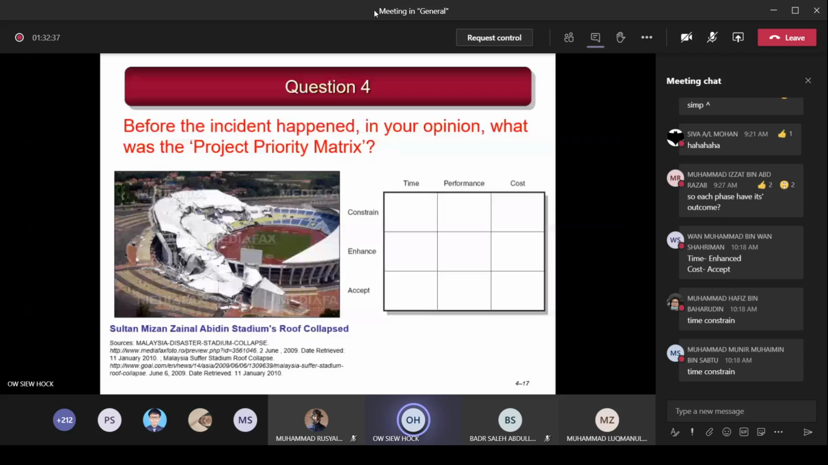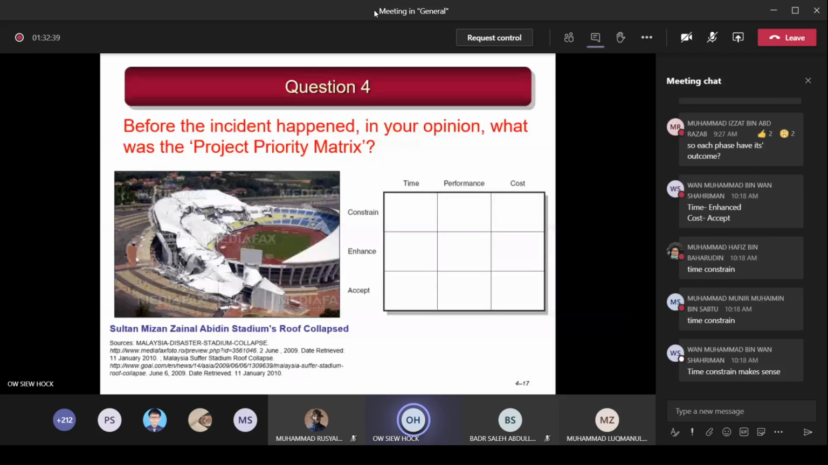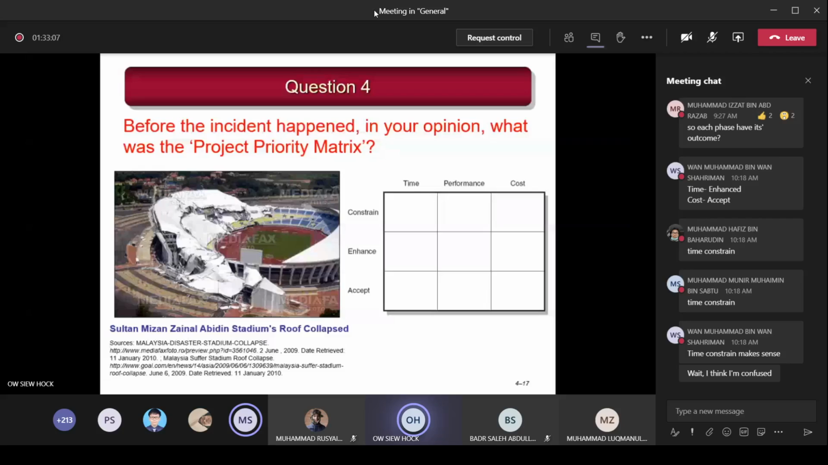Why do you say cost is enhance? You must know what this incident is. They were building this stadium, and then the roof collapsed. So the cost enhance means, let's say the cost amount is 10,000. You have to spend 10,000 to build this stadium. Enhance means your cost is less. That's how you say enhance. Accept. Yes, cost is accept. That means let's say it's more than 10,000, so it ends up with 20,000. So you accept, right? Yes.